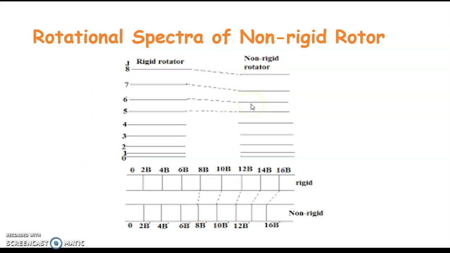Since in most cases the higher energy transitions are rare, because most of the time the population of higher energy levels will be less, we may use the rigid rotor model in almost all cases where there are lower transitions.